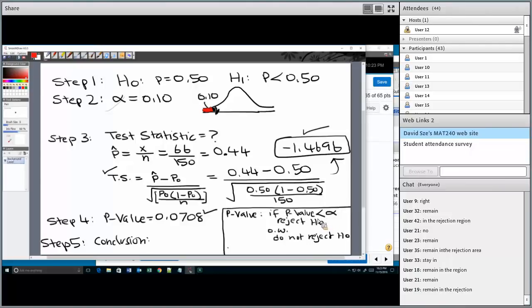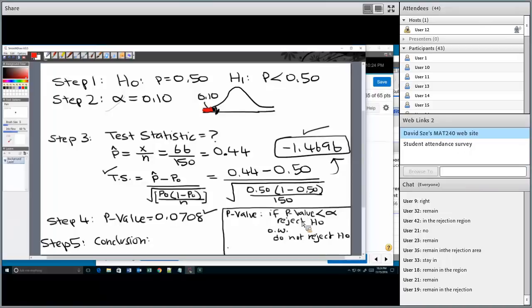If it's not less than alpha, so if it's more than alpha, even if it's equal or more, you do not reject the null. So say you had found that your p-value was 0.1708. 0.1708 is more than 0.10. So obviously you would be highlighting area probably until here somewhere, right? It would have to be more than 0.10. So now you're not in the rejection region. Now you're coming in the non-rejection region. So you will not be able to reject the null hypothesis. That's the reason for this, okay?